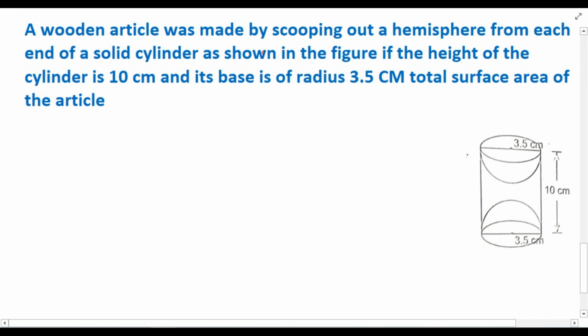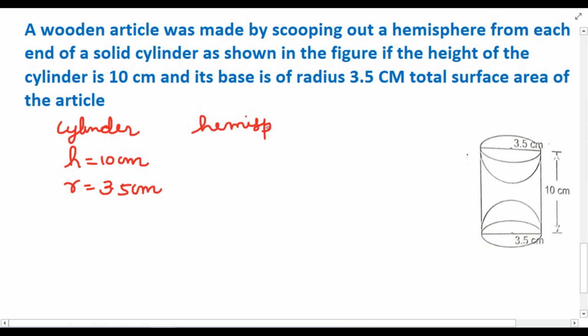A wooden article was made by scooping out a hemisphere from each end of the solid cylinder as shown in the figure. Again, height of the cylinder is 10 centimeter and base radius is 3.5 centimeter, and you have a hemisphere at both the ends. It is scooped out. So the hemisphere radius they have given as 3.5 centimeter. We need to find the total surface area of this article.